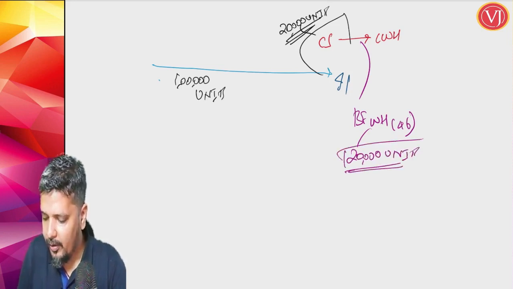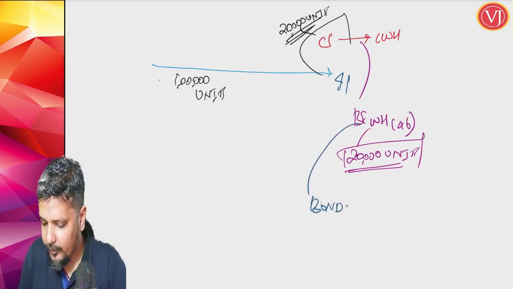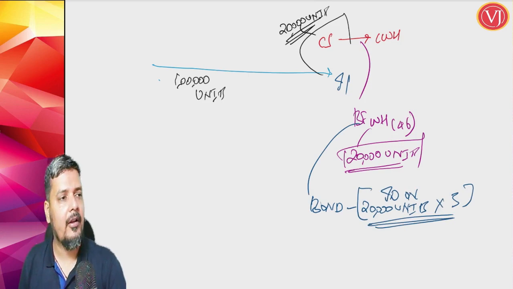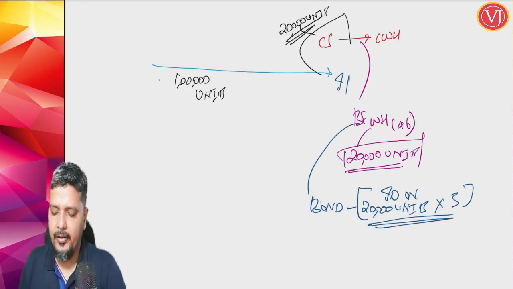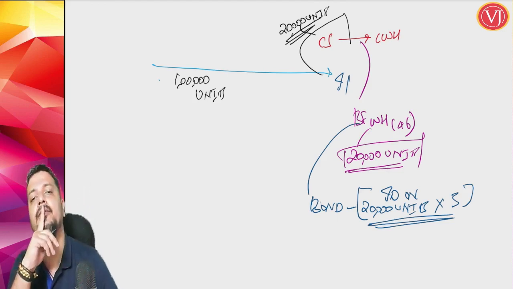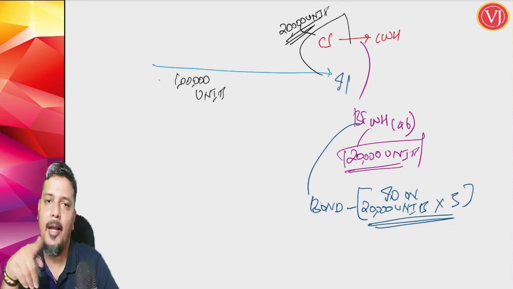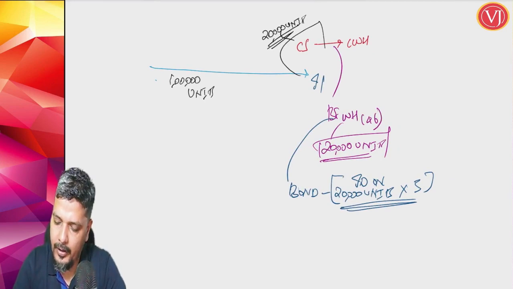because the import is only of 20,000 units, and the bond will also be of import duty on 20,000 units multiplied by 3. Correct. But if this importer 1 is very clear that even the balance units that I am going to import, I am going to take to the warehouse, so what can he do?